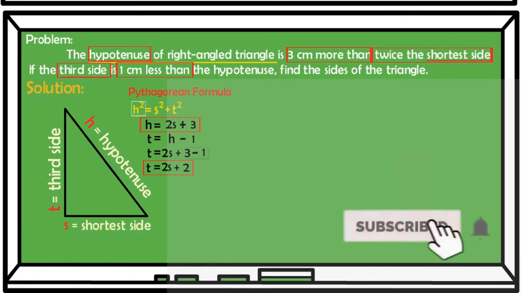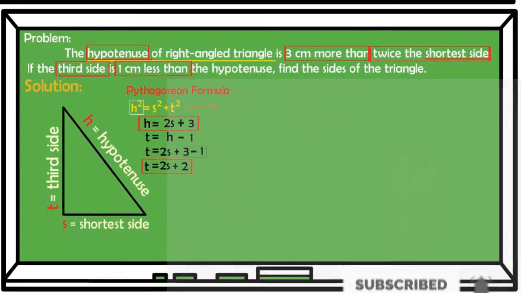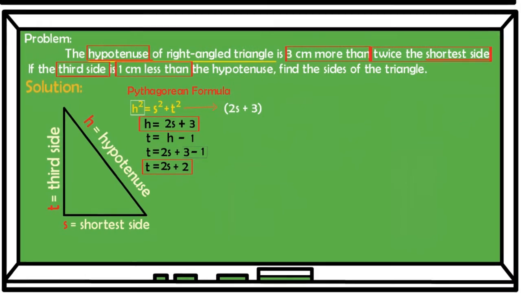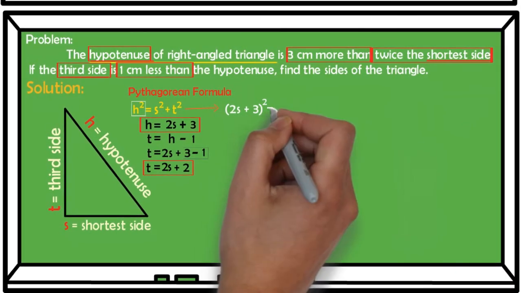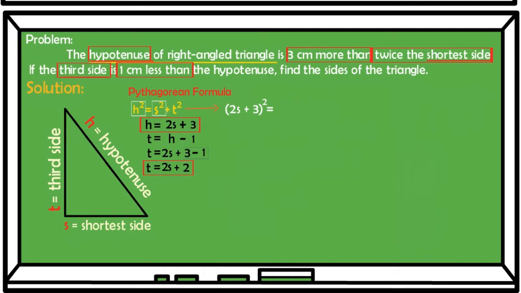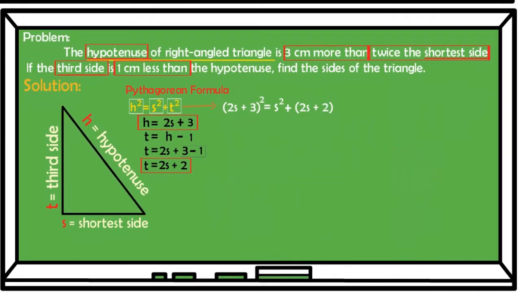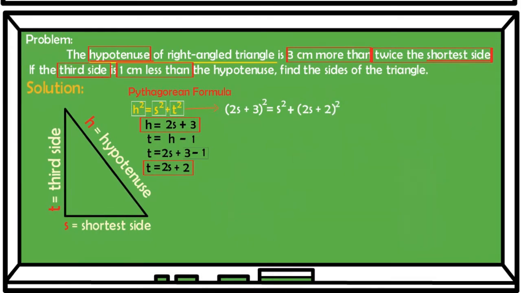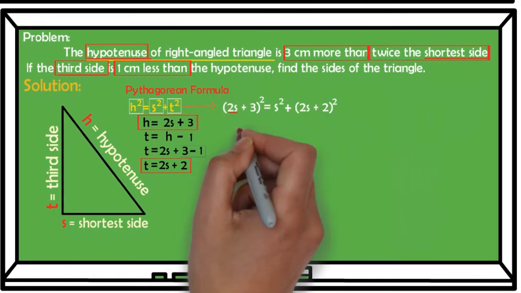So going back to the formula, that is the square of the hypotenuse, that is the hypotenuse is 2s plus 3, then we have squared, that is equal to the side squared. So wala tayong shortest side, so just write down the shortest side, then squared, then plus t squared, that is 2s plus 2, then squared. And continue the process.